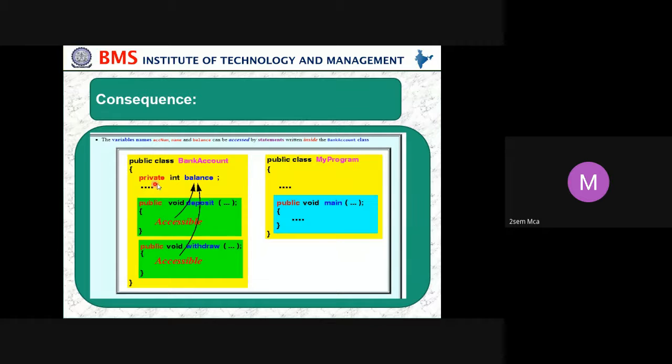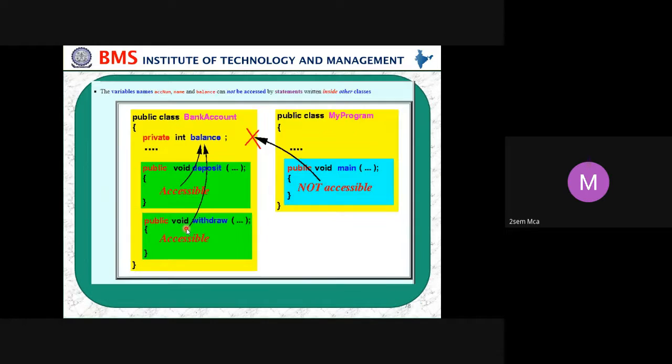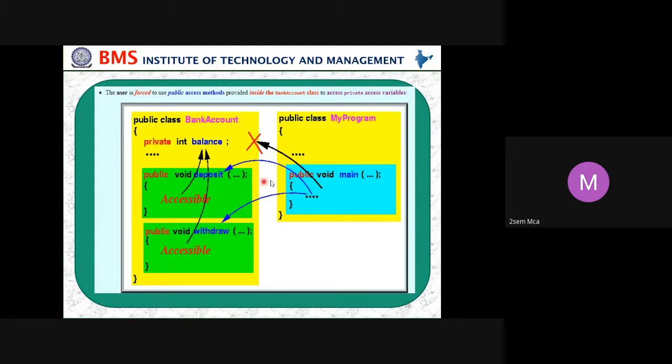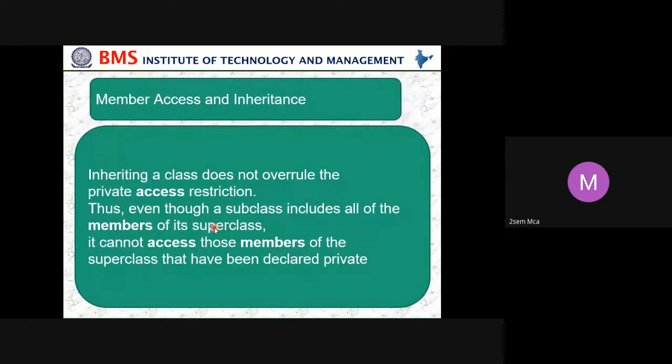But if only the variable is private and the method is public, then it can be accessed within the class, and we can also access it outside the class with the help of the method, but not the variable. So that's what private says to us. Then we started with an explanation about access members and inheritance.